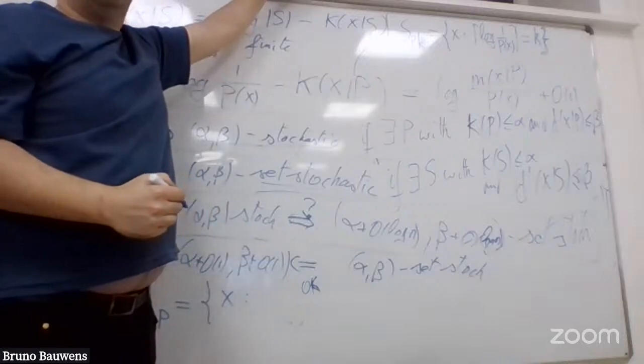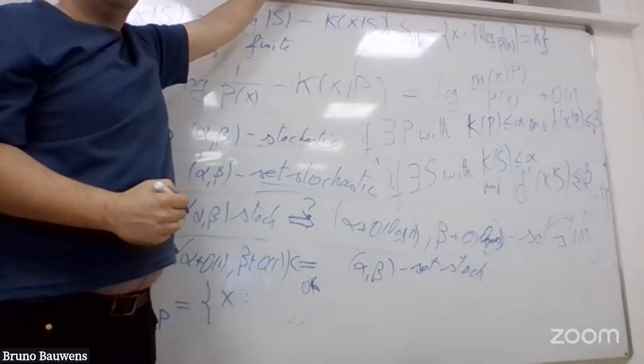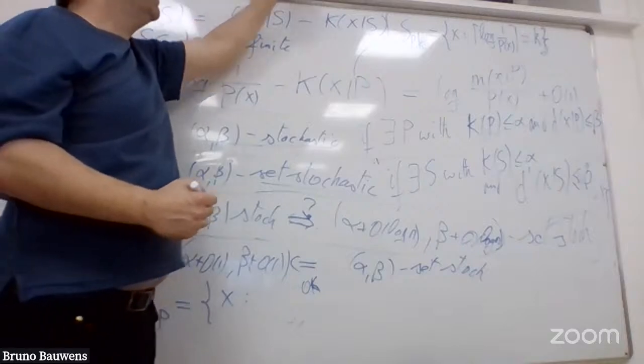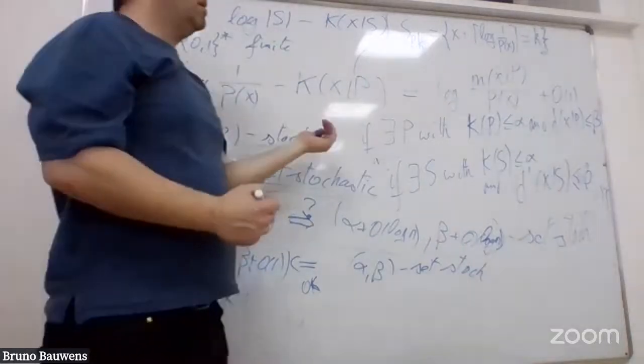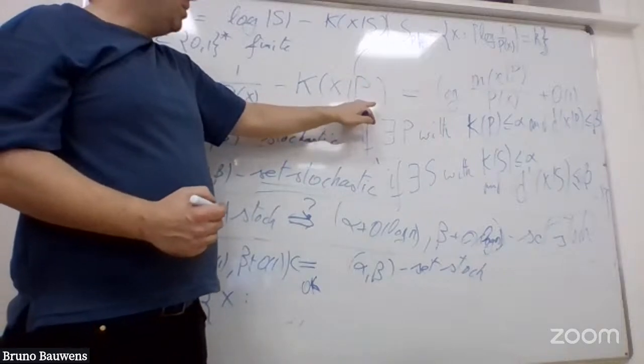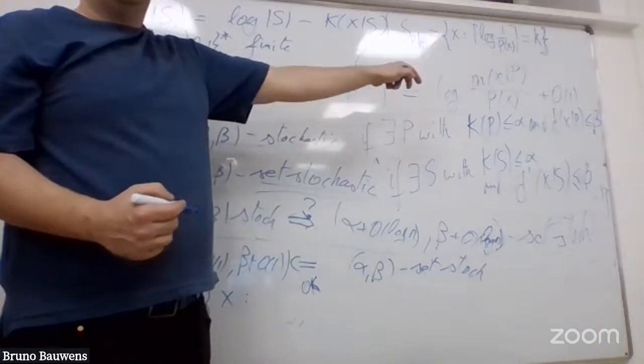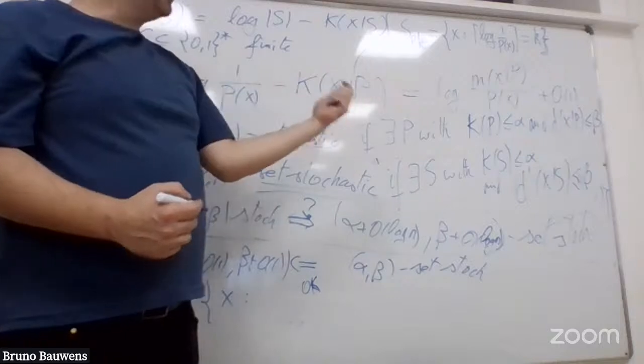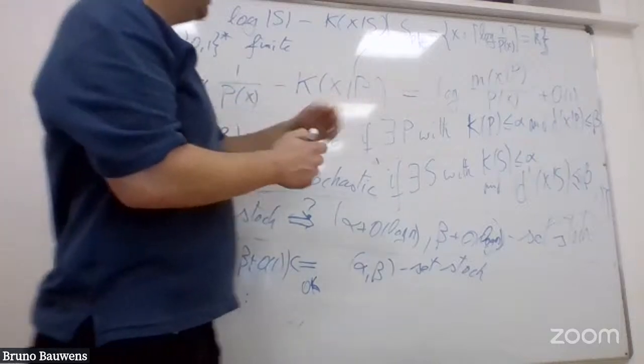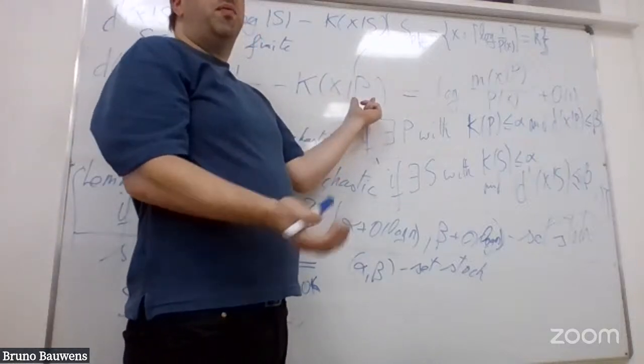But this K comes from P and X. So if you know X and you know P, then you get K. That's true. But here is a problem. This is in the condition. It's before we know X.